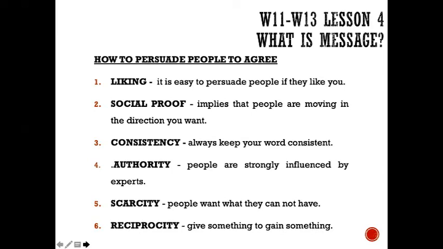So if the person talking is someone you like, the tendency is you listen to whatever he or she is saying. But if the one talking is someone you don't like, automatically, of course, the tendency is that you will not be persuaded or you will not listen to that person. Next, we also have what we call your social proof. Okay, wherein it implies that people are moving in the direction that you want.